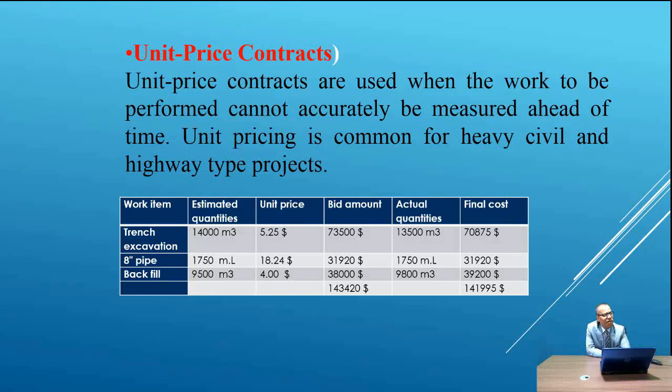إذا عندنا بايب أبو 8 إنج وعندنا 1750 متر طول وعندنا سعر الوحدة $18,000.24، فيطلع لنا وكان البيد أماونت 31,920، وكان عندنا الاكتشوال كوانتيتيز نفس الاستيميتد كوانتيتيز، فيعني هذه الحالة تكون متطابقة. الحالة الثالثة للباكفول أعمال الدفن، إذا كان عندنا 9,500 وكانت كميات الحقيقية 9,800، فهنا راح نحسب على الكميات الحقيقية وليس الكميات المخمنة.